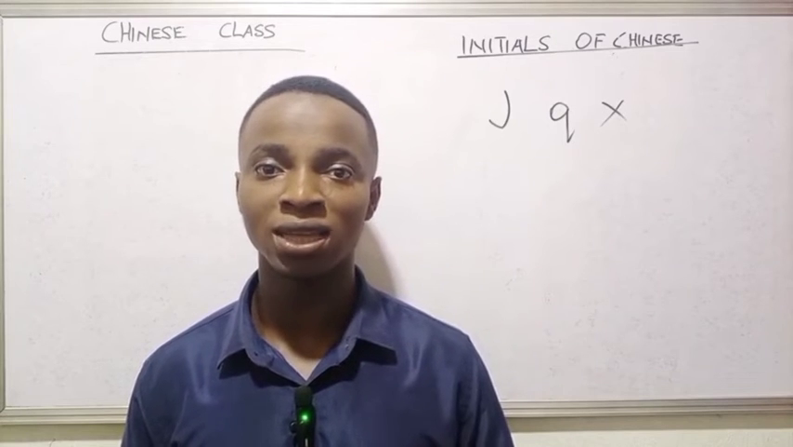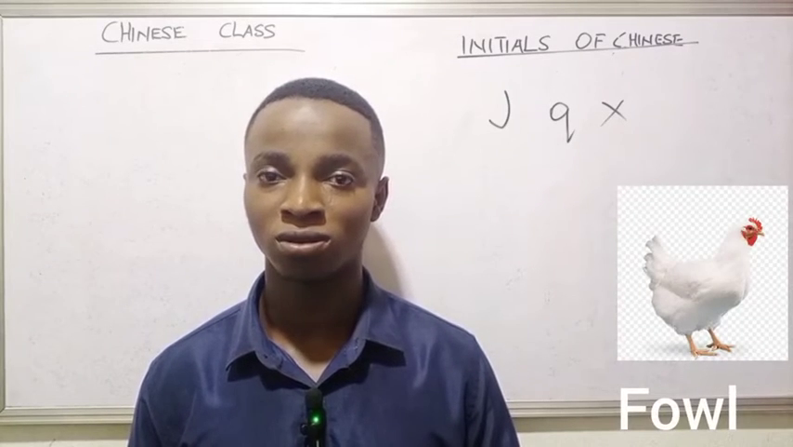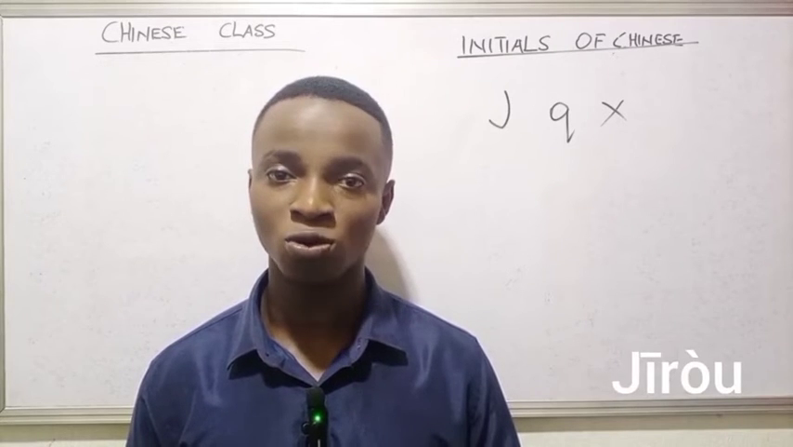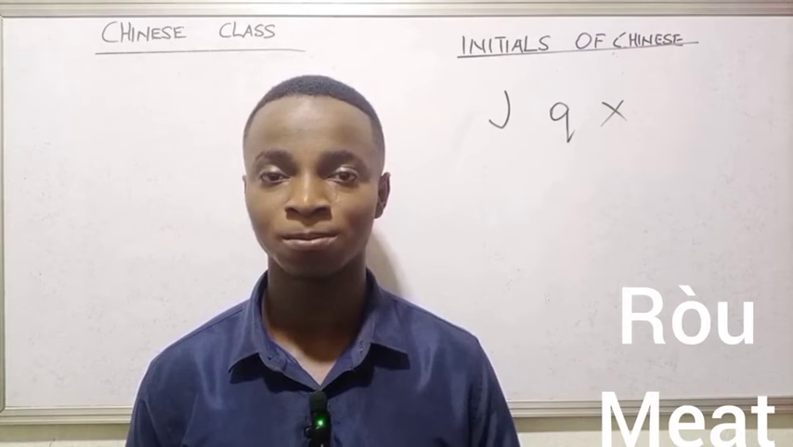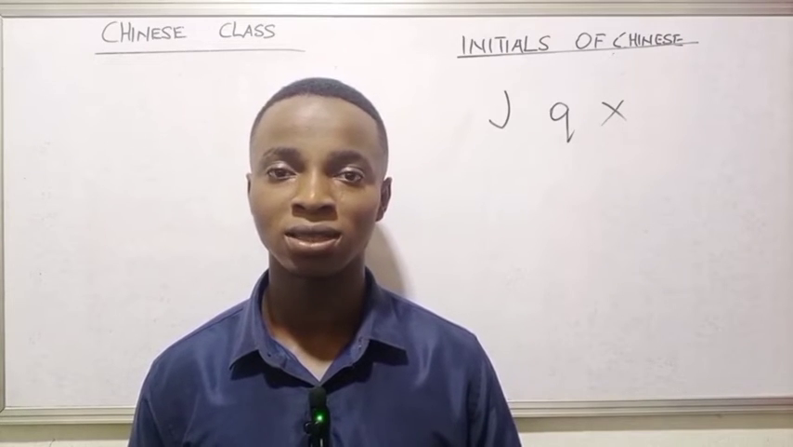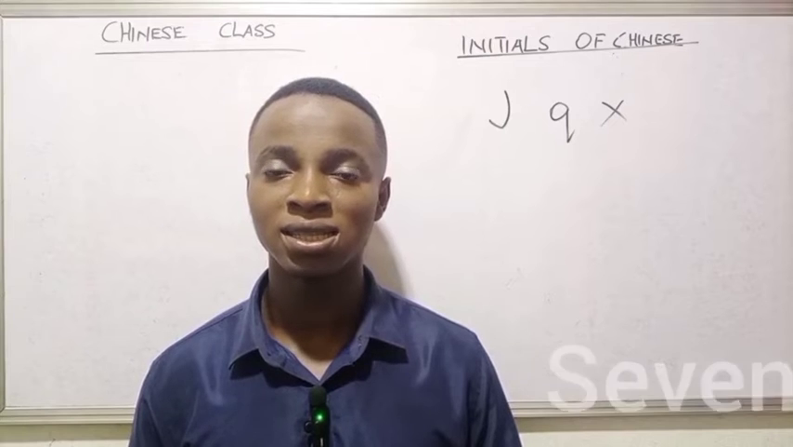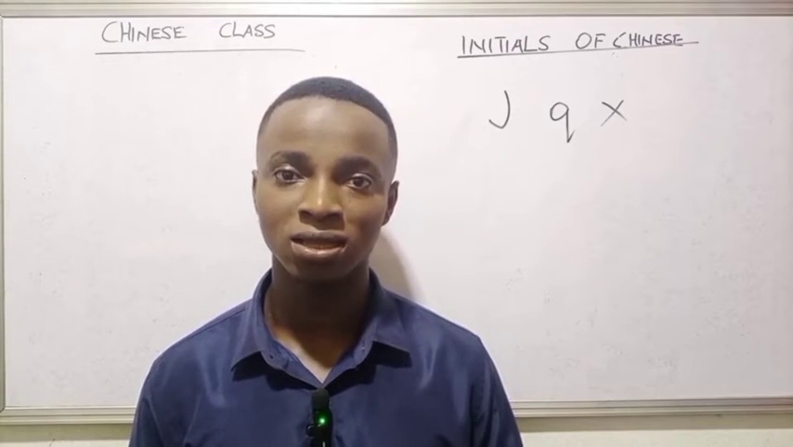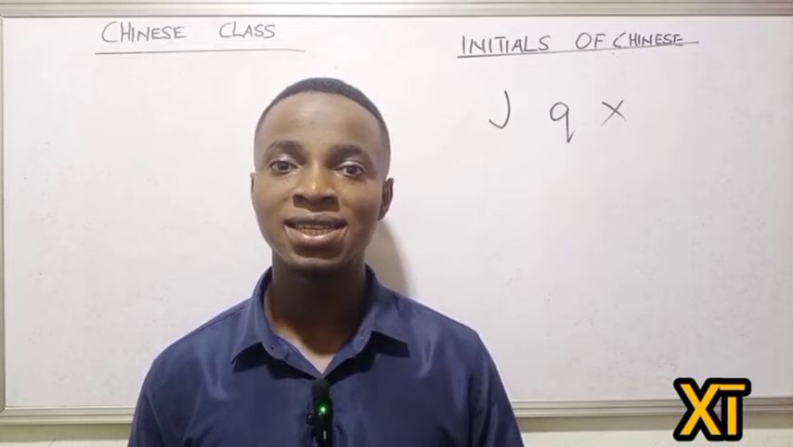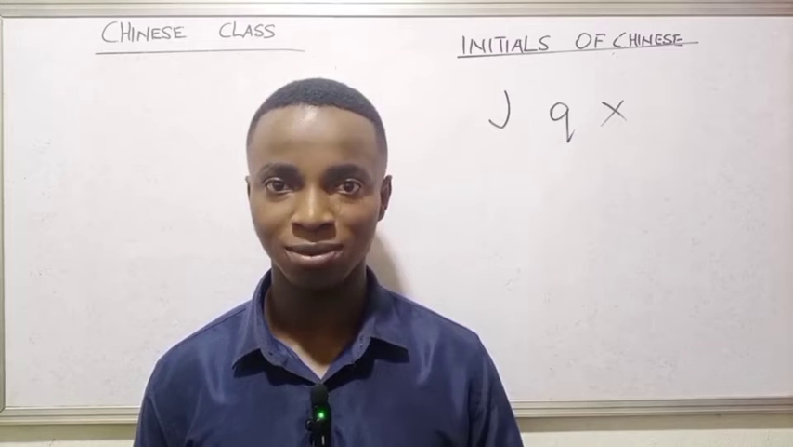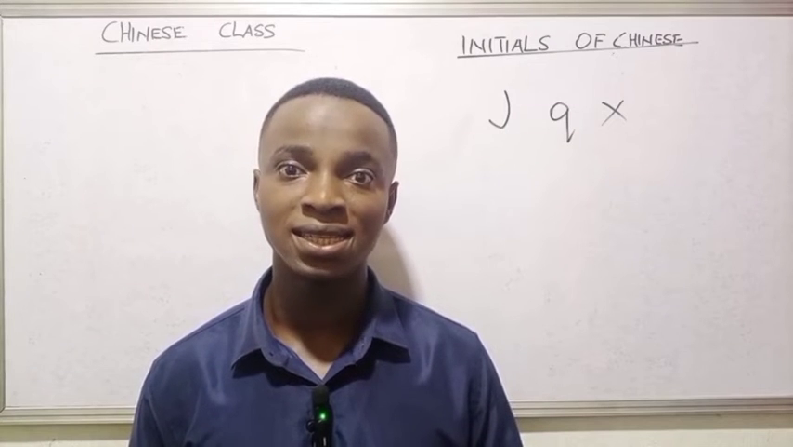So the first vocabulary that we are going to learn here is ji, ji. What does that mean? Ji means fowl. So we can say jiro. Jiro means chicken, that is fowl meat. Ro means meat. Then the second one we can learn using the other method. We have ti, ti. What is ti? Ti means seven. So in Chinese, if we want to say seven, we say ti. Then the last one we can learn, si, si. What does that mean? Si means west. So in Chinese, if we want to say west, we say si.